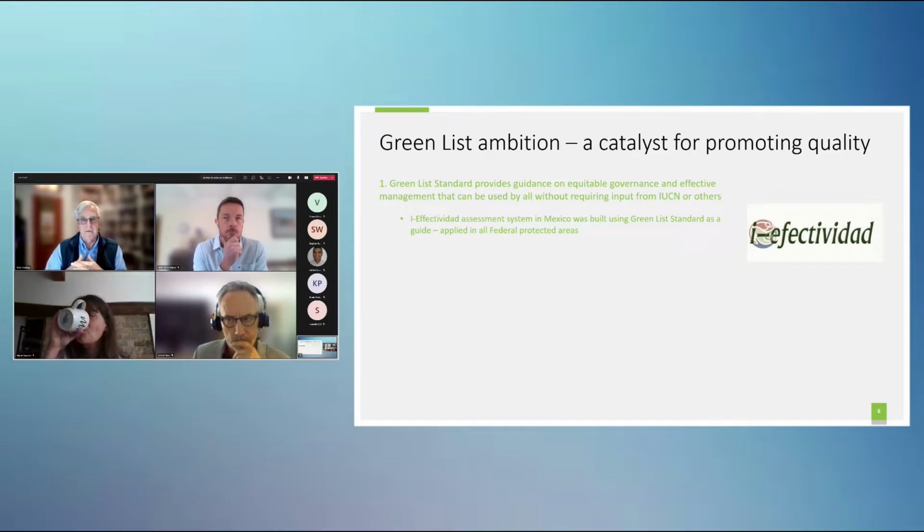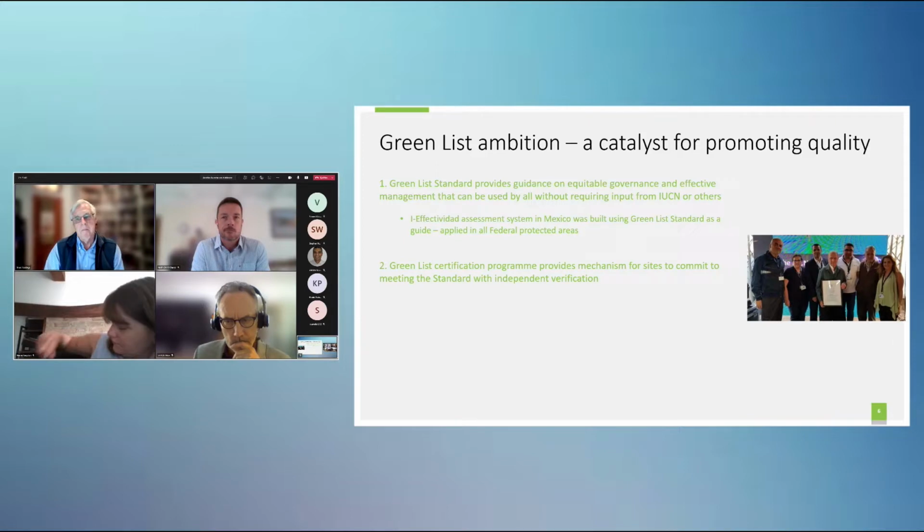One example of that from Mexico is where in their management effectiveness system, they use the Green List standard to underpin their evaluation system, which is applied to their entire federal system of protected areas. Not all are participating in the Green List, but the standard is influencing the whole system. But there's also the certification program that provides a means for sites to commit to meeting the standard with independent verification that they have done that. So those two mechanisms can work synergistically.